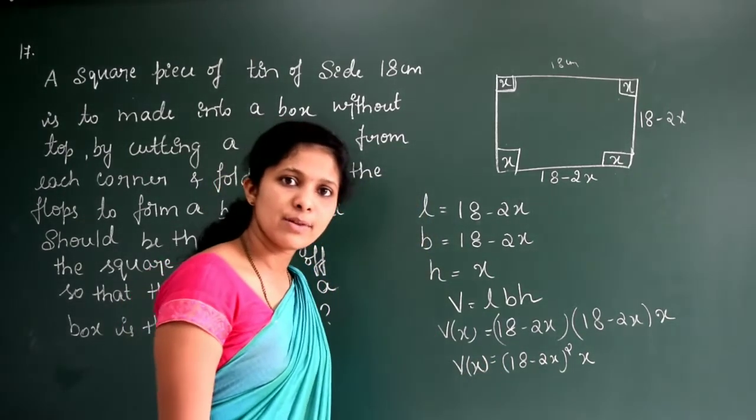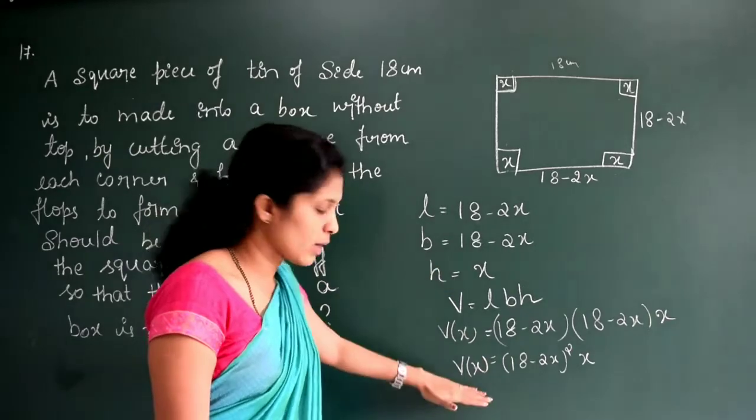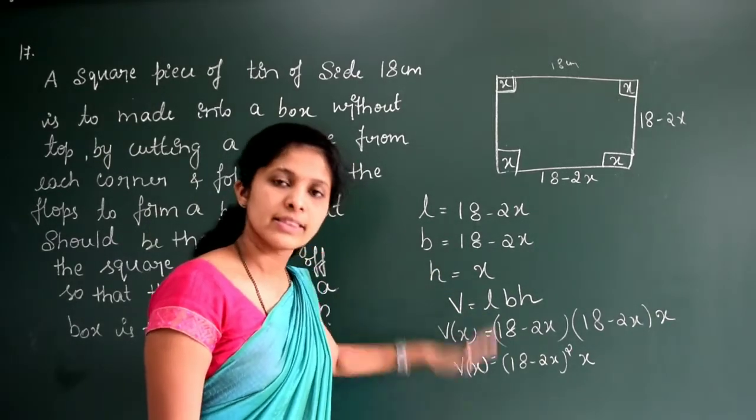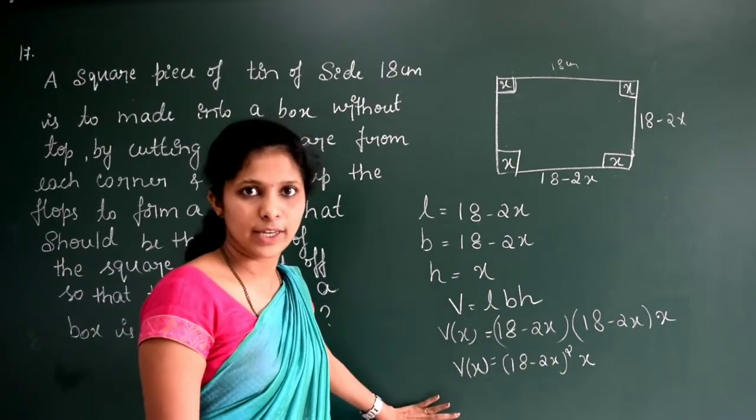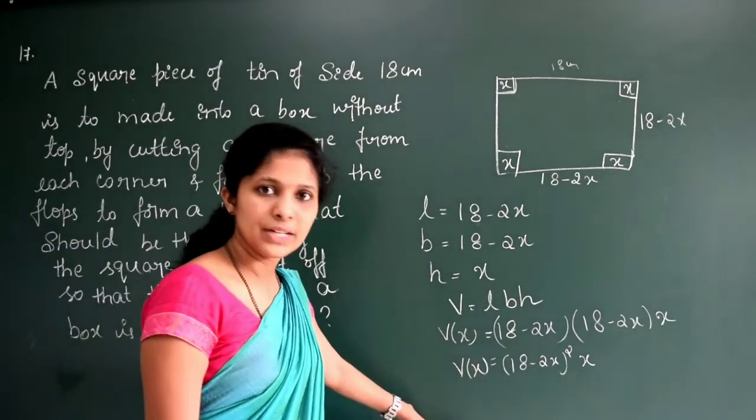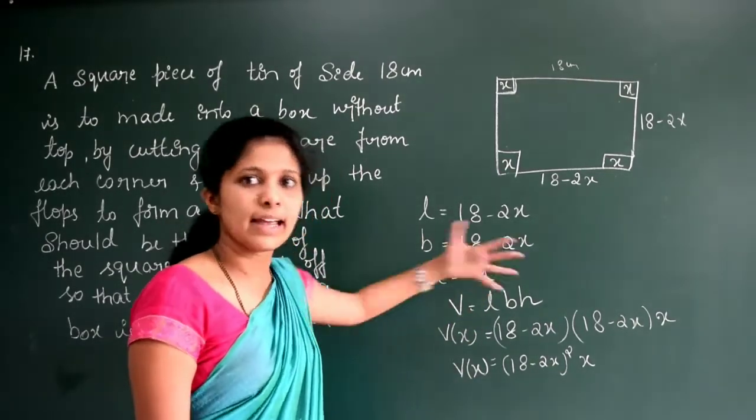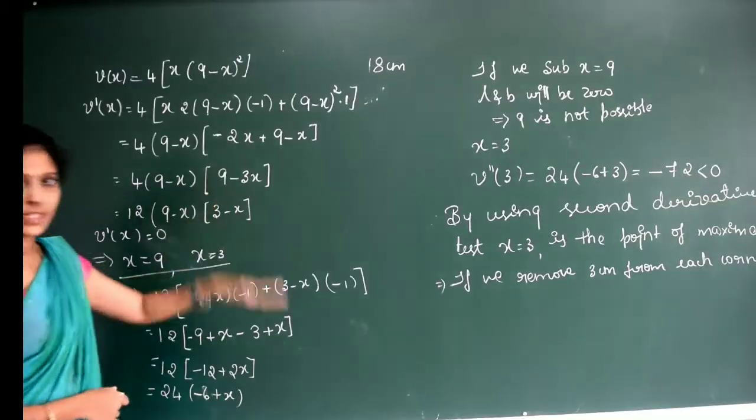Now to find the maximum value, similar process. What you have to do? Differentiate this, then equate to 0, find the critical point, then V double dash of x. Is it clear? I think simple it is. So first I will write the solution, then I will explain it. Okay? I have written the solution.